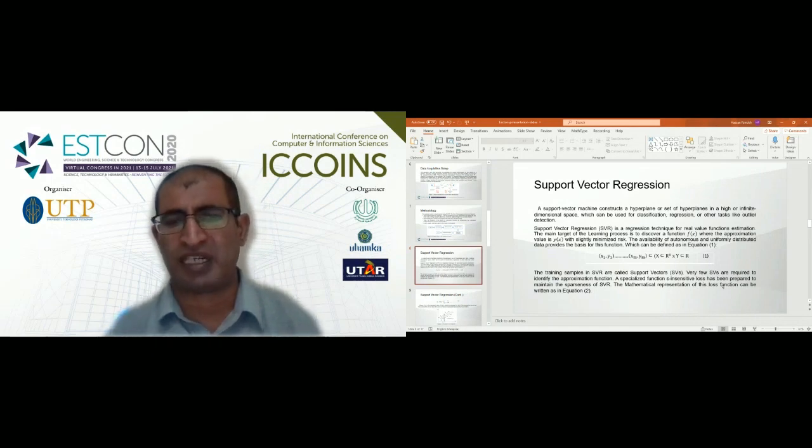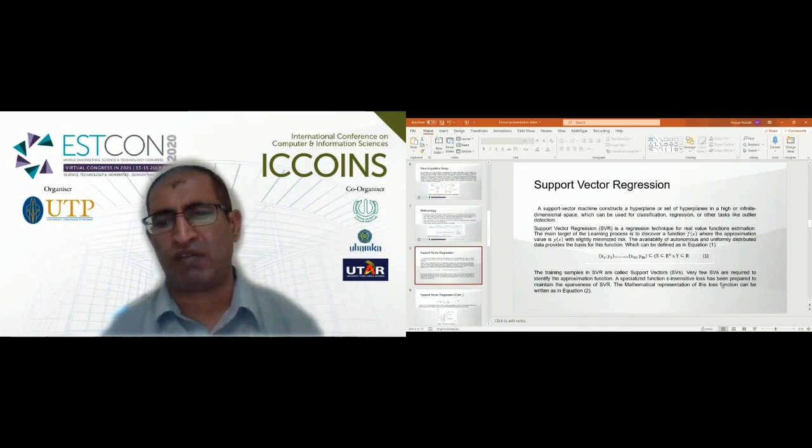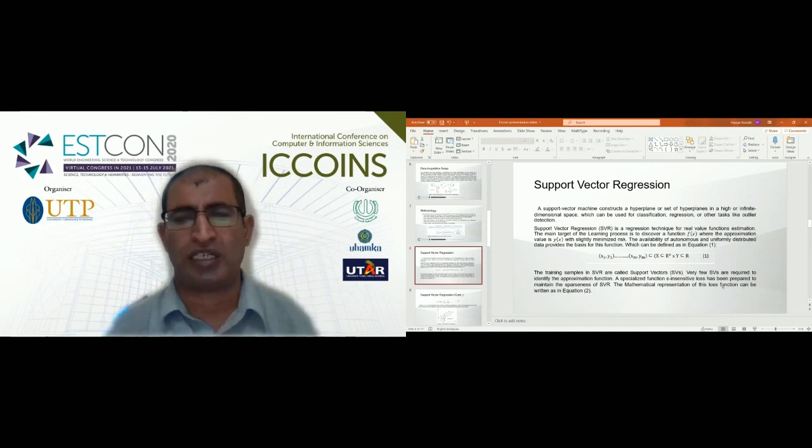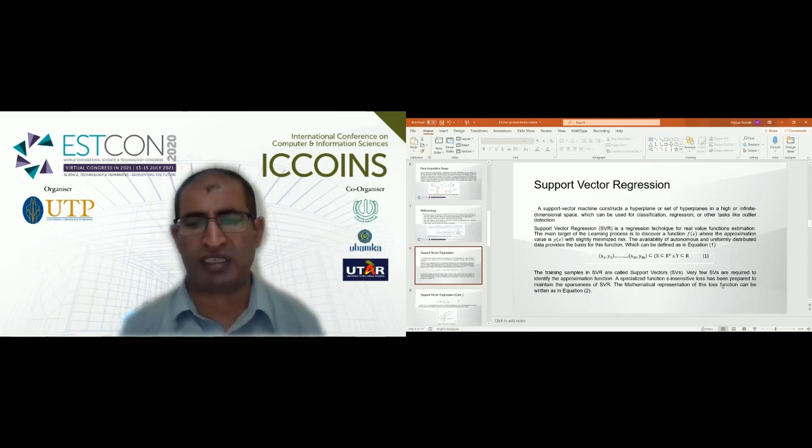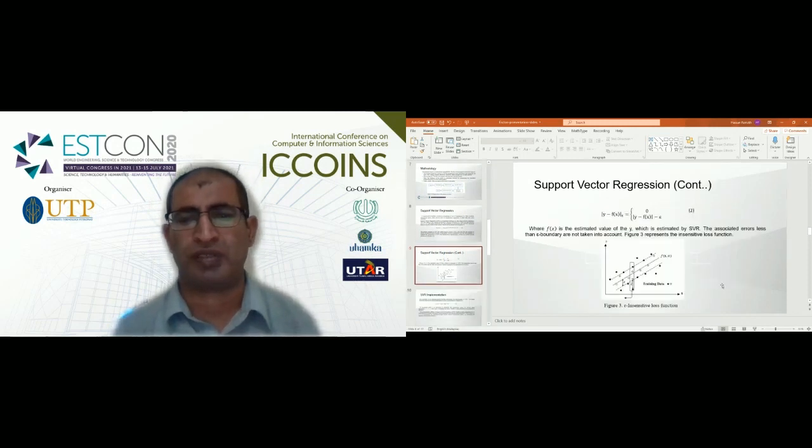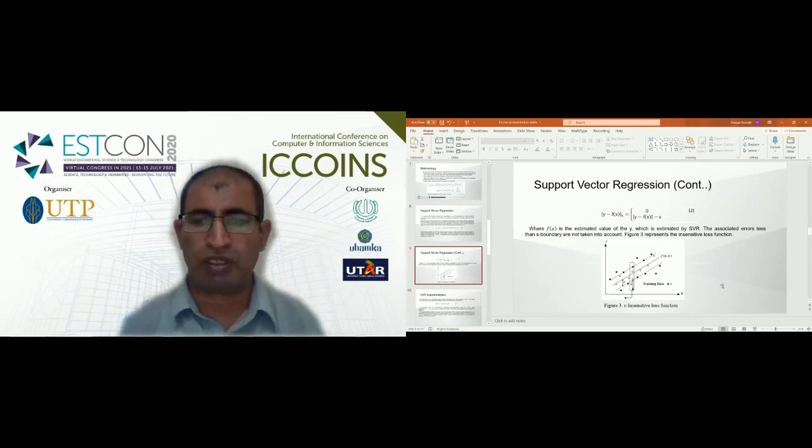The training samples in SVR are called support vectors. Very few SVs are required to identify the approximation function. A specialized function, epsilon insensitive loss, has been prepared to maintain sparseness of SVR. The mathematical representation of this loss function can be written as in equation 2. So this is the support vector regression, and this is the epsilon insensitive loss function.